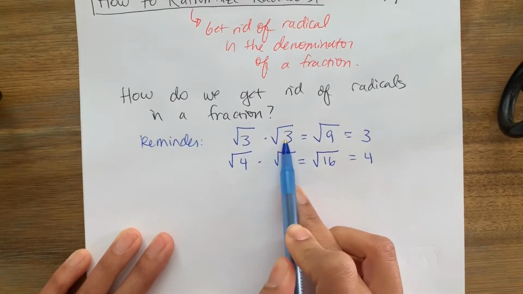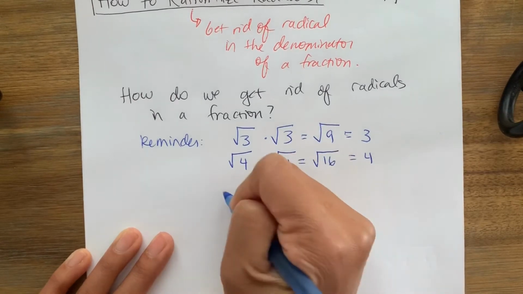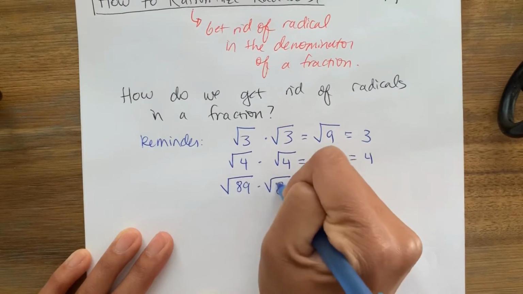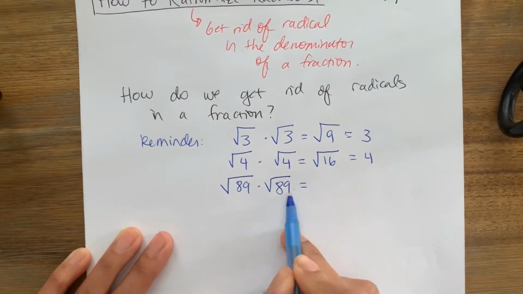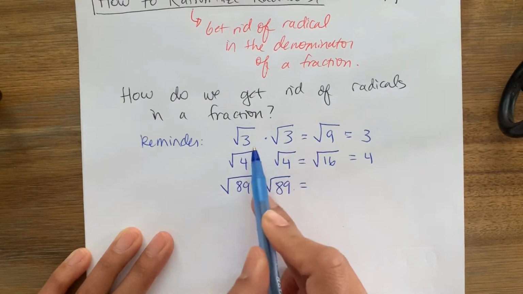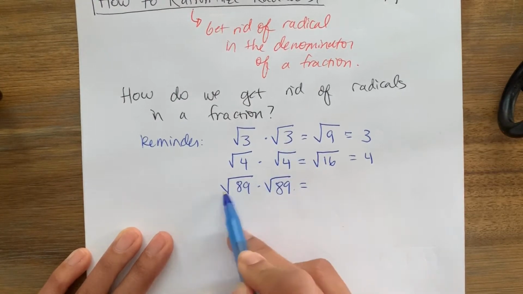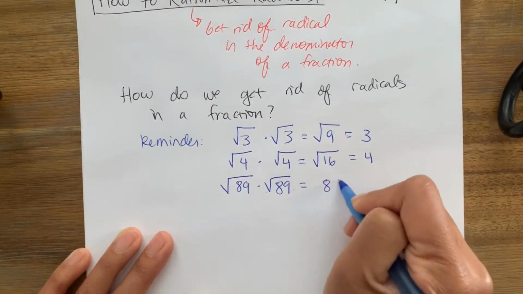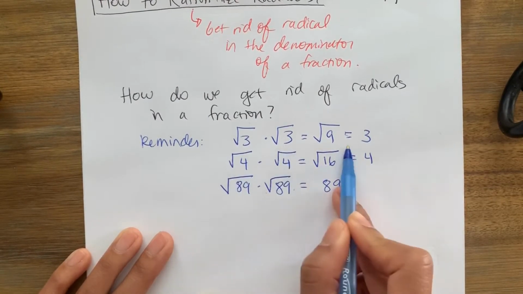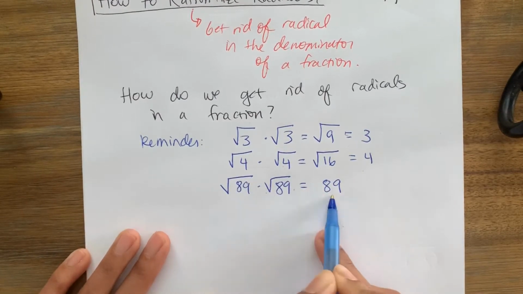Square root of 3 times square root of 3 just gives you 3. Square root of 4 times square root of 4 just gives you 4. So if I ask you the square root of 89 times the square root of 89, instead of multiplying to get some big number and then simplifying, the shortcut is that when you multiply a radical by itself, you just get the radicand, the number inside the radical. Square root of 89 times square root of 89 is just 89.